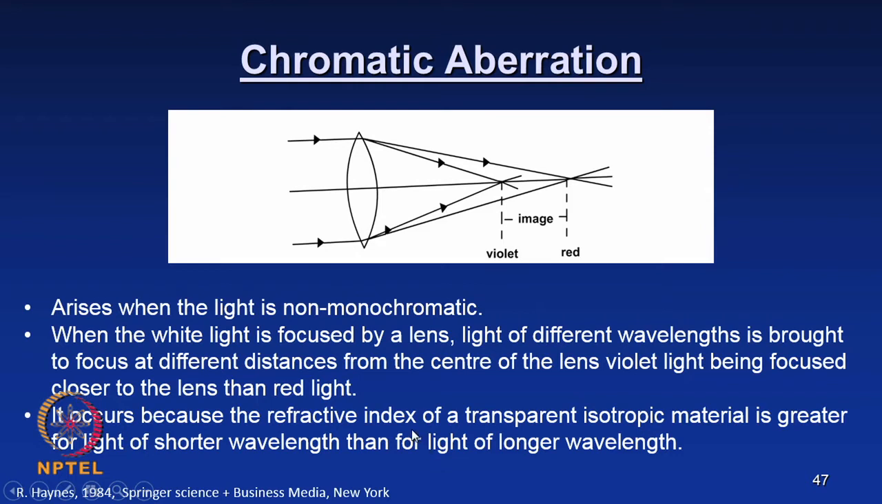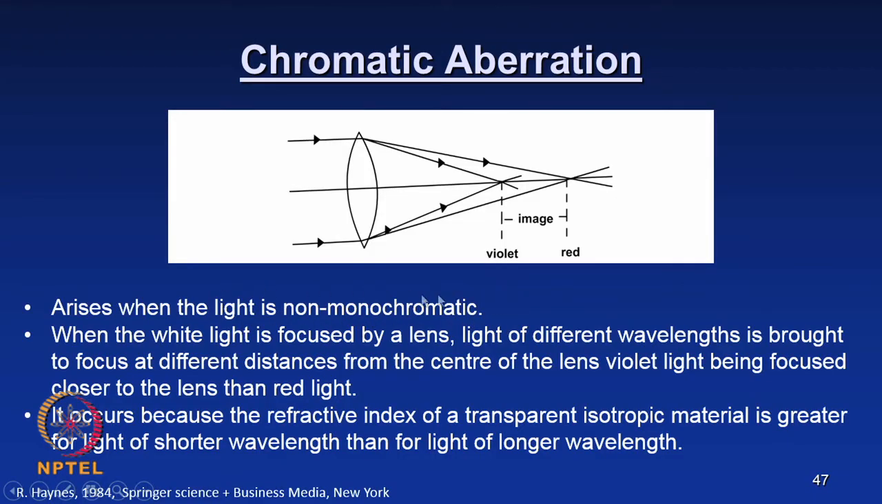The next aberration which we are going to talk about is chromatic aberration. It is very different from what we have discussed previously. It arises when the light is non-monochromatic. Whatever defects we discussed before, be it coma, astigmatism or spherical aberration, occur when we use monochromatic radiation, and this one arises when the light is non-monochromatic. You have to remember this, it is a very important point.